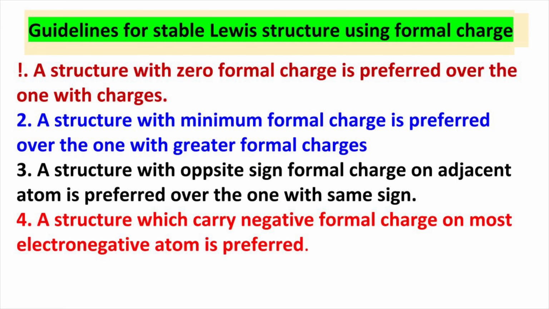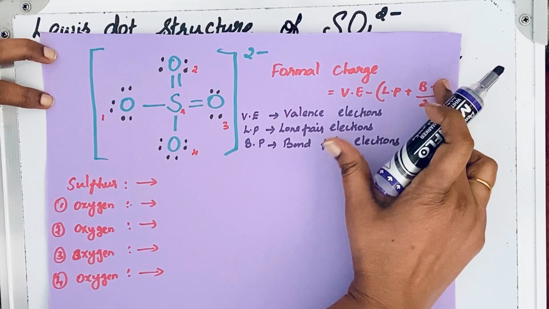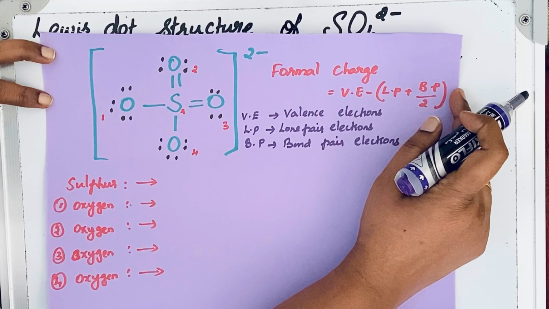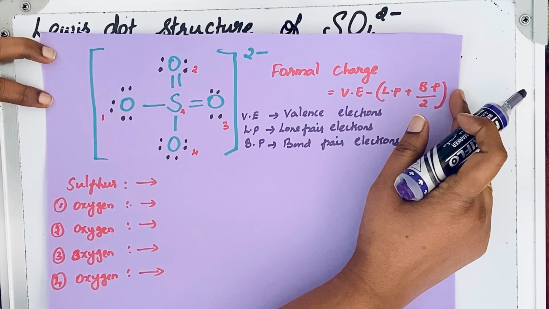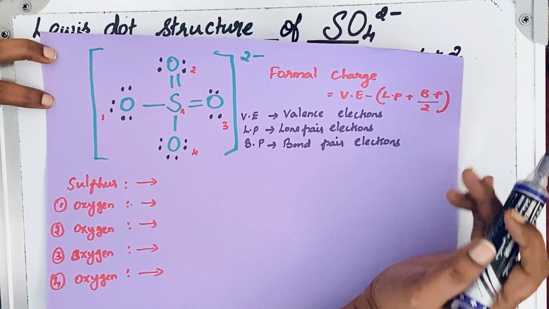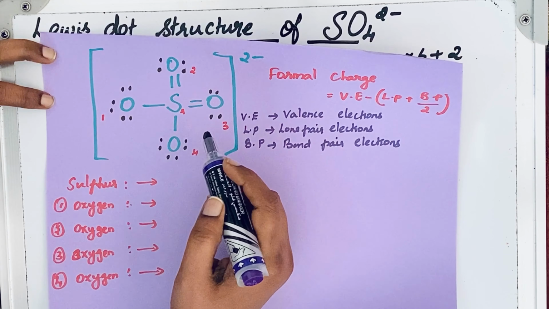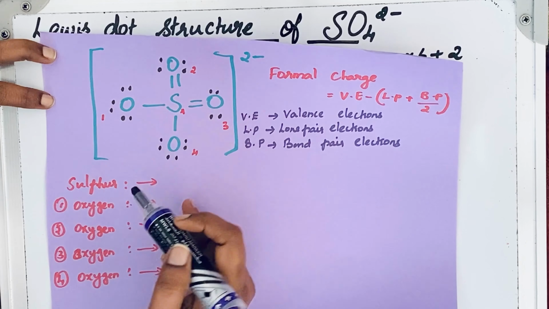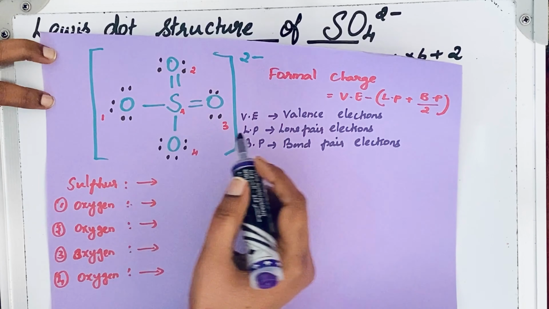So we can find that formal charge by using the formula. Formal charge is equal to valence electron minus lone pair plus bond pair by 2. So now we go to find that formal charge for each atom in sulfate ions. So we have given number for each atom. First let us find that for sulfur.